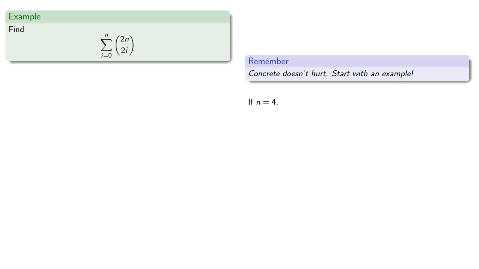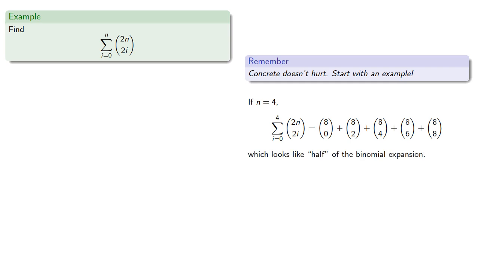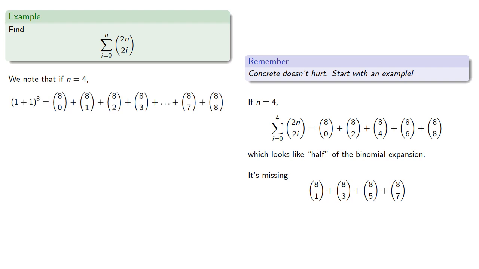So if n equals 4, this sum looks like, which looks like half of the binomial expansion. And in particular, it's missing the odd terms. In other words, we note that if n equals 4, the expansion of (1 + 1)^8 will be, which includes all of the terms we want, plus some terms we don't want.